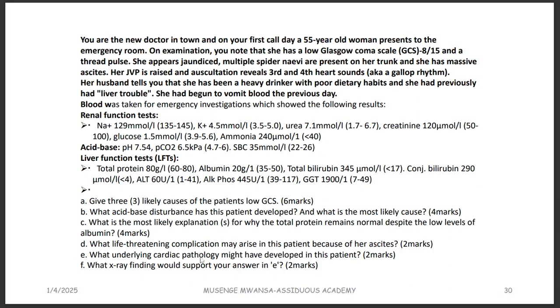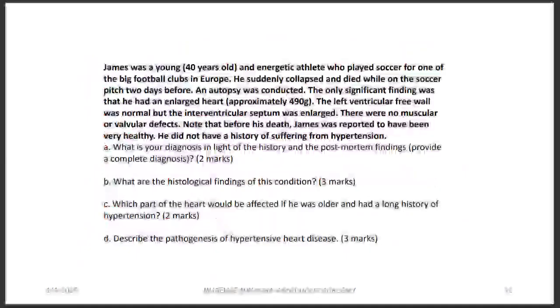It's actually this cardiac pathology that will be leading to ascites, because one complication of cardiomyopathy is heart failure that leads to ascites. What X-ray finding would support your finding? In cardiomyopathy, there is a dilatation of the heart, so there's going to be cardiomegaly. So that will be seen on X-ray.